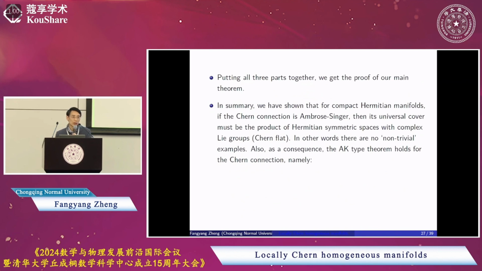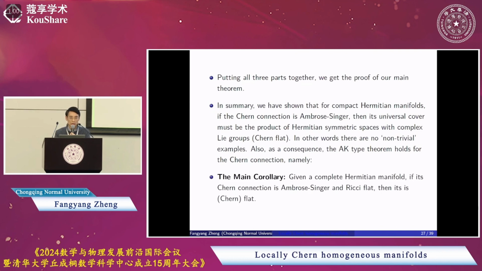So in particular, as a corollary to our negative non-existence result, we get an AK type theorem, at least for Chern connections. So that's the main corollary. If you have a Chern-Ambrose-Singer situation, then Ricci flat means flat.